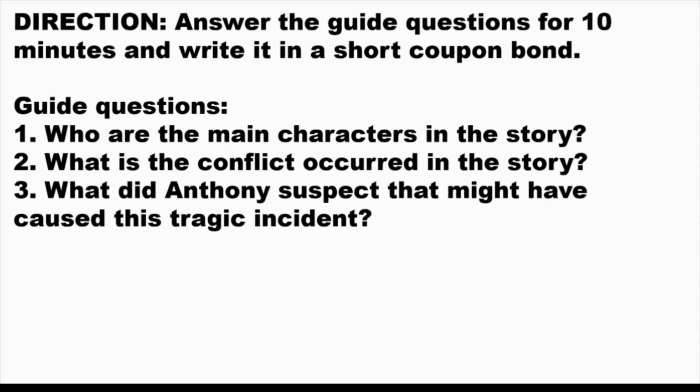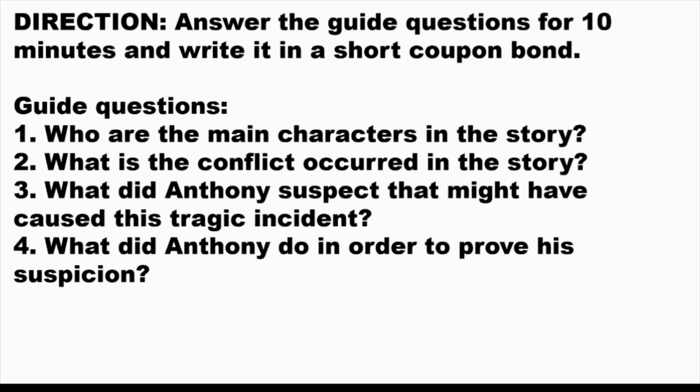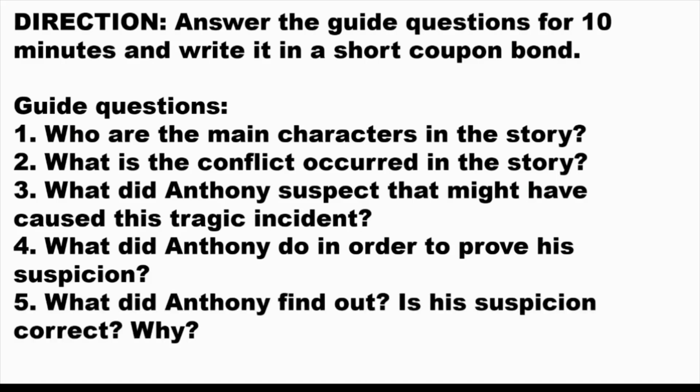Number 3. What did Anthony suspect that might have caused the tragic incident? Number 4. What did Anthony do in order to prove his suspicion? Number 5. What did Anthony find out? Is his suspicion correct, and why? Time starts now.